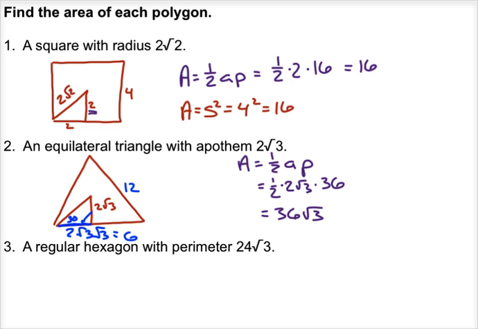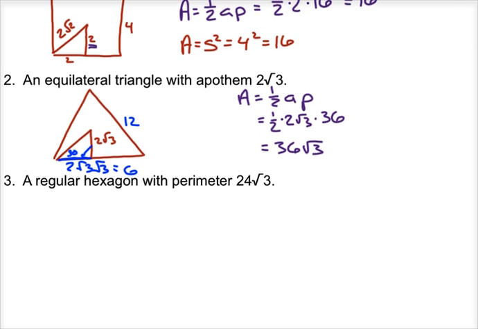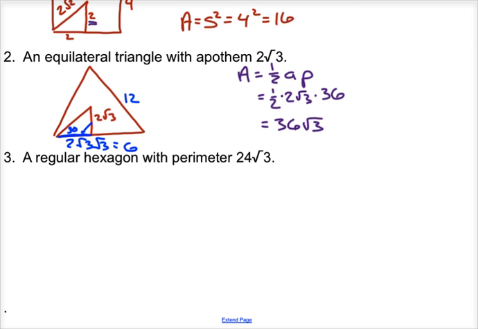Number 3. A regular hexagon with perimeter 24 square roots of 3. I'm thinking again of my formula, area equals 1/2 apothem times perimeter, and they're already giving me what the perimeter is. So if I can figure out what the apothem is, I'll be able to go to my formula.